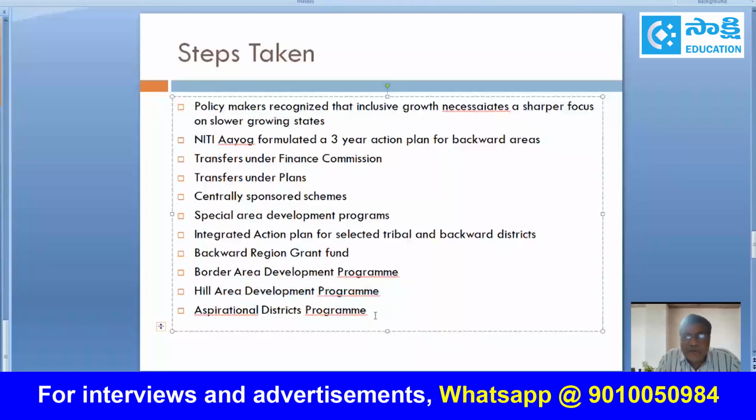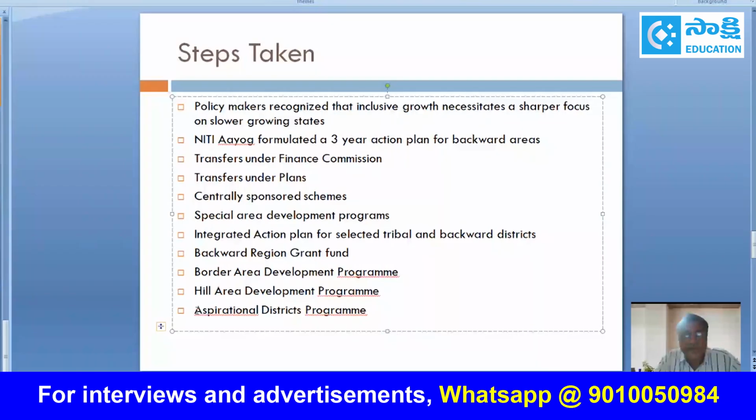And the Niti Aayog, as I mentioned earlier, the Planning Commission was renamed as the Niti Aayog. The Niti Aayog formulated 3-year action plan for backward area development, including North Himalayan states, northeastern states, coastal regions, islands, desert areas, and drought-prone areas. So like that, some of the backward areas have been identified. And one more important step taken up by Government of India is the Aspirational District Program.